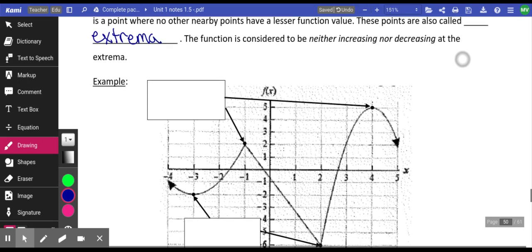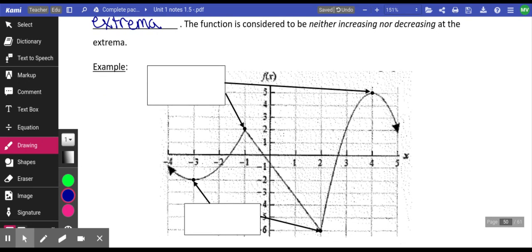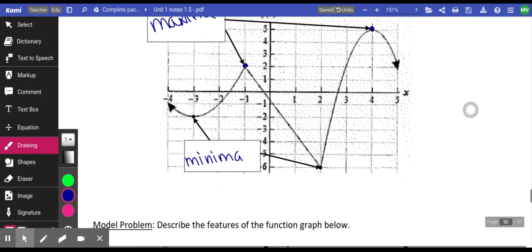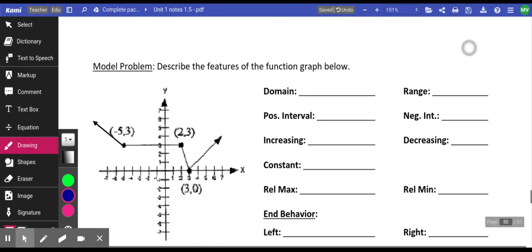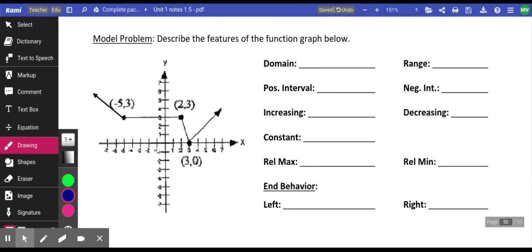So if we look at our example, these two points here are maximums, or maxima, and these points down here are minima, because they're the smallest values, the relative maxima, relative minima. So now we're going to do lots of describing. Describe the features of the function below.